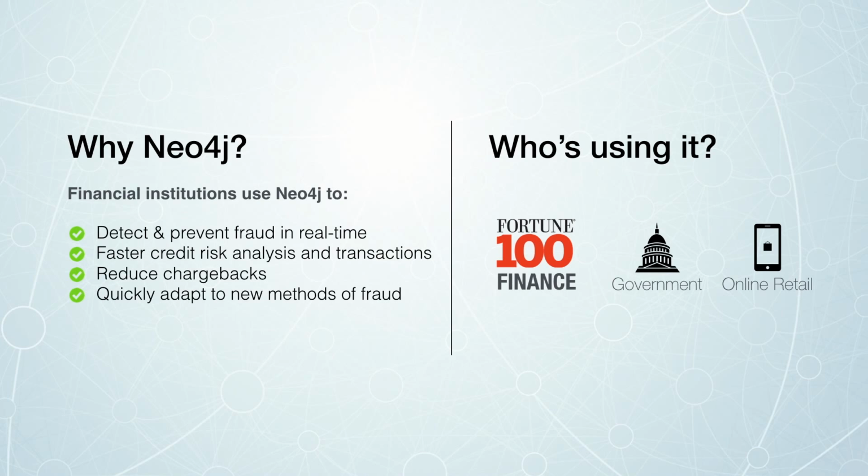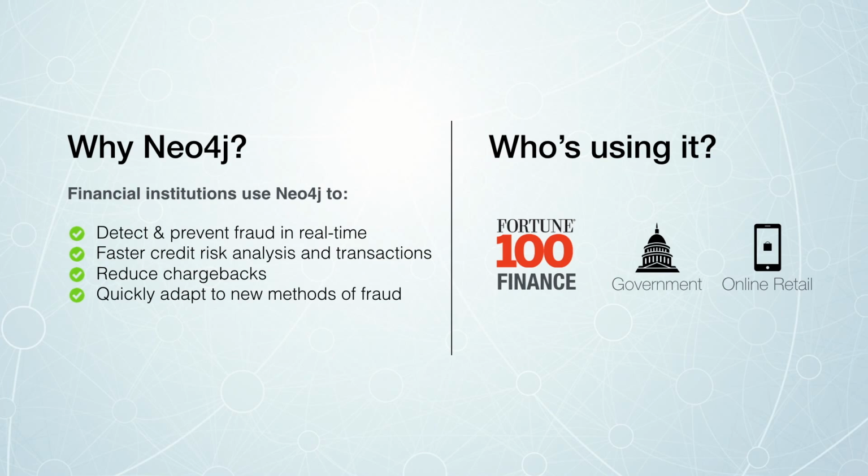And the reason why institutions choose Neo4j is because it provides them with the capability to detect and prevent fraud in real time. From a customer experience perspective, it allows companies to perform faster credit risk analysis and transactions, and it also reduces chargebacks. And perhaps most importantly, it provides them with the ability to quickly adapt to new methods of fraud.